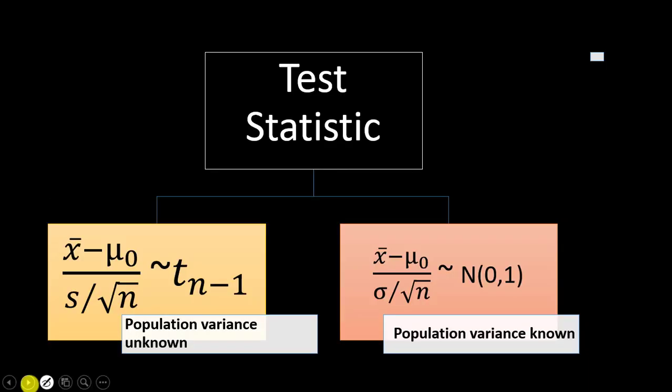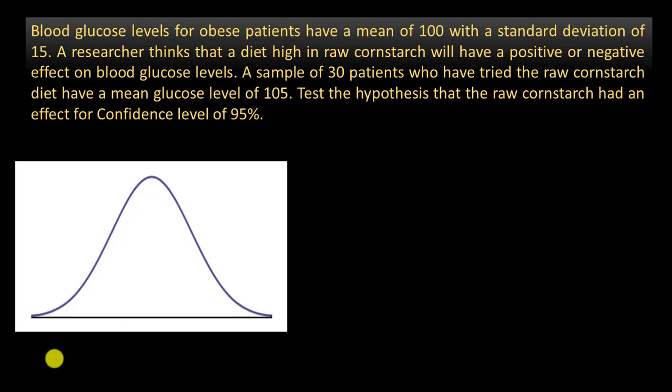Now in case of hypothesis testing for mean, as you have already seen, we use either t statistic or z statistic. If the population variance is unknown then we use the t statistic, whereas if the population variance is known then we use the z statistic, as given here. Here s is the standard deviation of the sample and sigma is the standard deviation of the population. So depending upon whether we know the population variance we select either t statistic or z statistic. Now let us solve the given example.